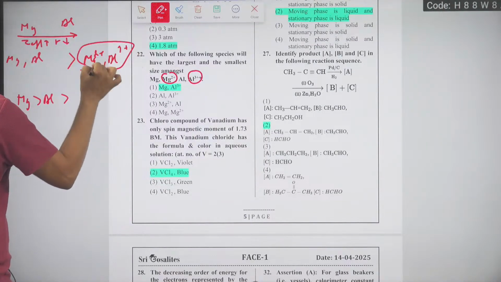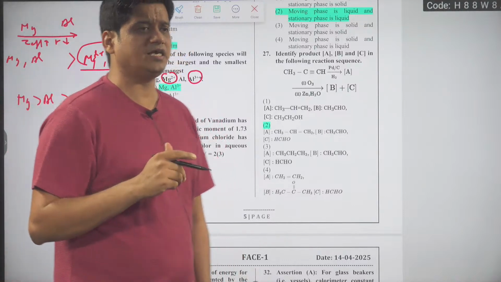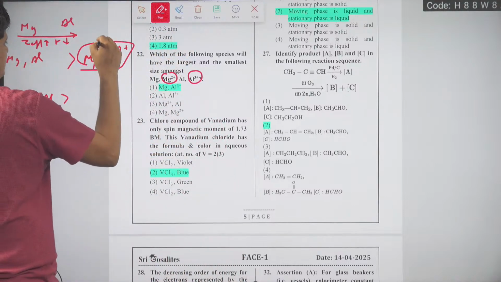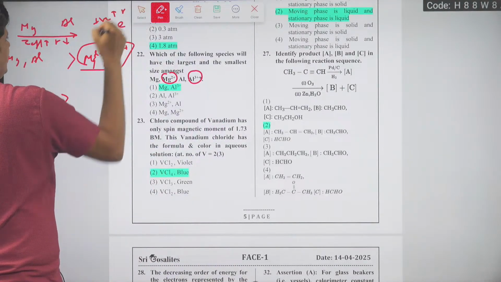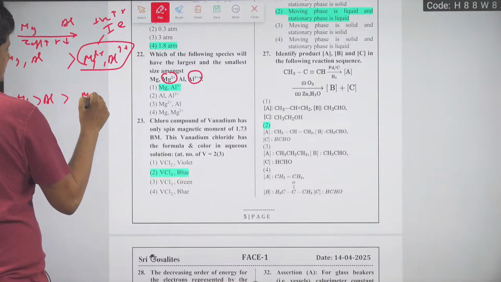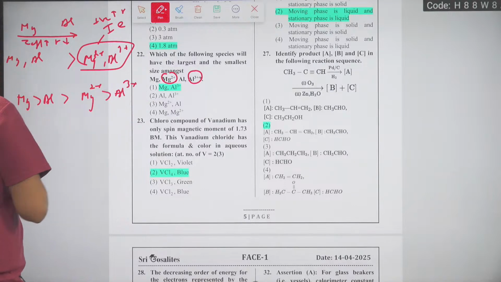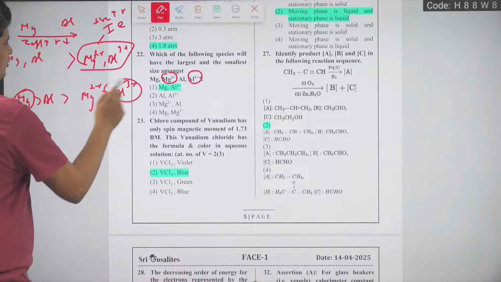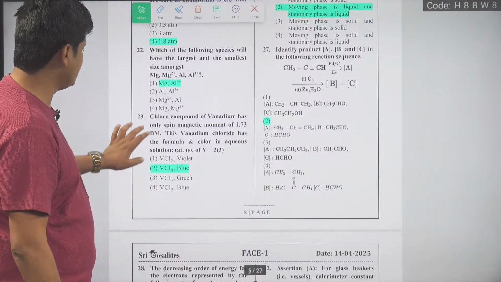How to solve these two cases? They are isoelectronic. For isoelectronic, what do we know? More plus charge, less radius. So based on that, I can say Mg2 plus has bigger radius than aluminium 3 plus. So who is maximum here? Magnesium. And who is least here? Aluminium 3 plus. Good question, directly from NCERT.